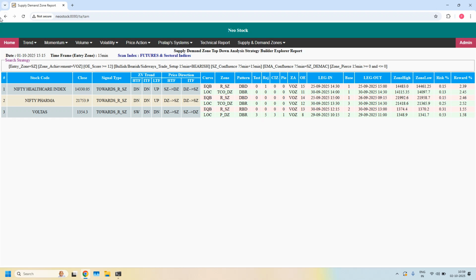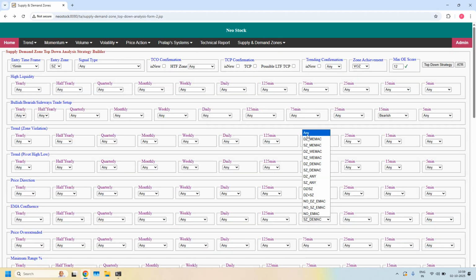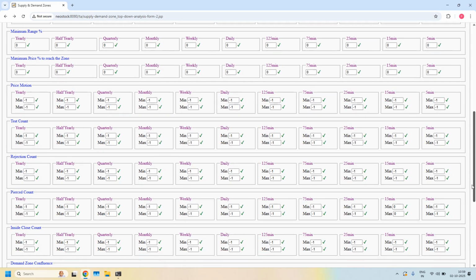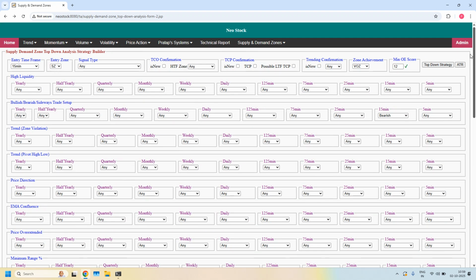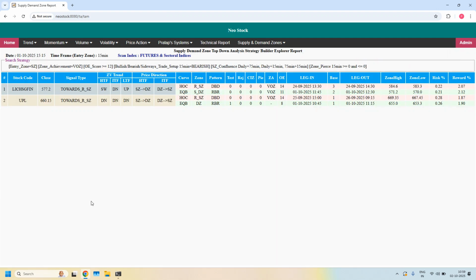Okay, next filter LTF, ITF, HTF supply zone confluence, removing ITF EMA filter. Supply zone confluence, 3 filters we have to set: 15 minutes and 75 minutes, 15 minutes and daily, and 75 minutes and daily supply zone confluence. By enabling all the 3 filters, we got 2 stocks. In these 2 stocks, these 15 minute supply zones are overlapped with 75 minute supply zone, both together again overlapped with the daily supply zone, and daily trend is downtrend in only 1 stock. Let's verify if this stock's daily supply zone has daily EMA confluence or not.